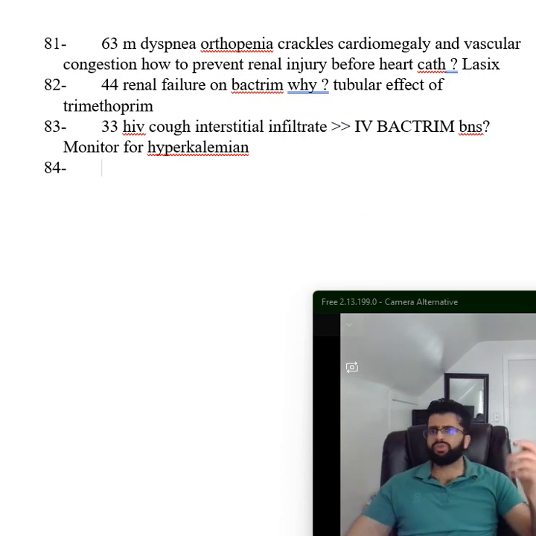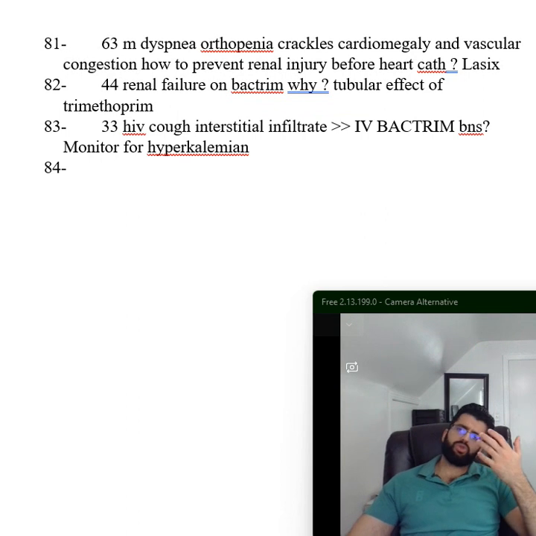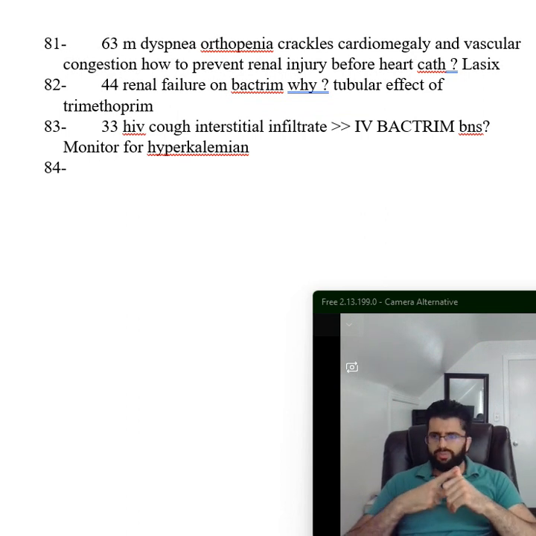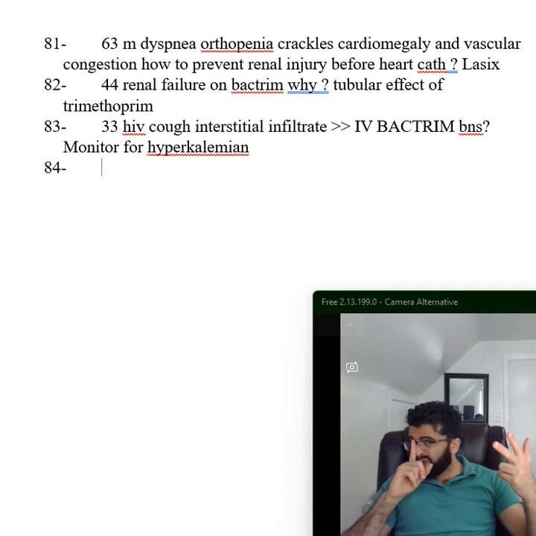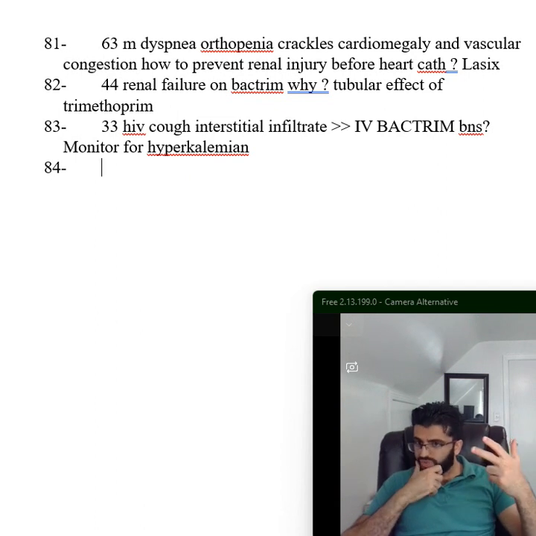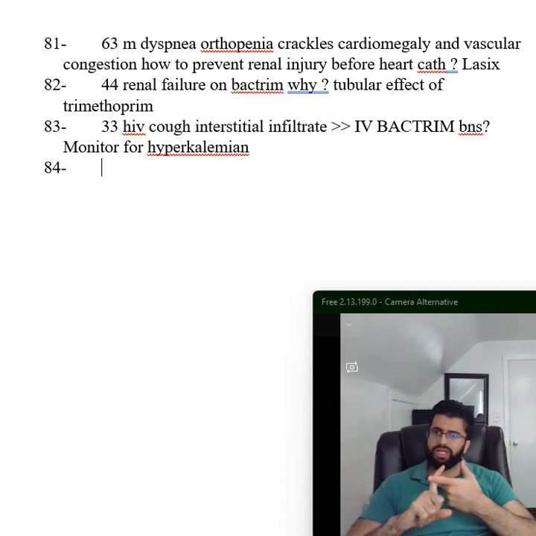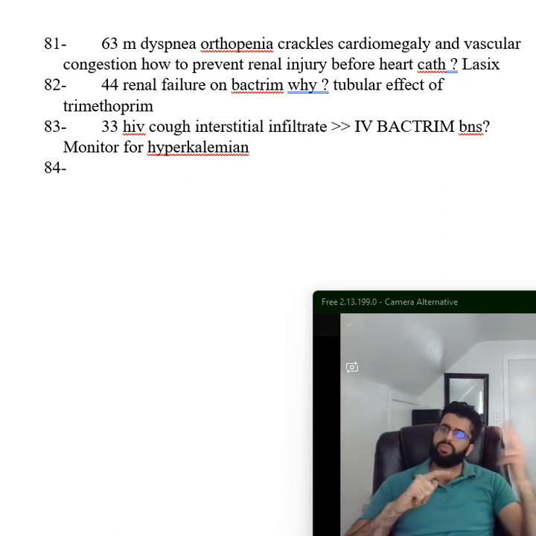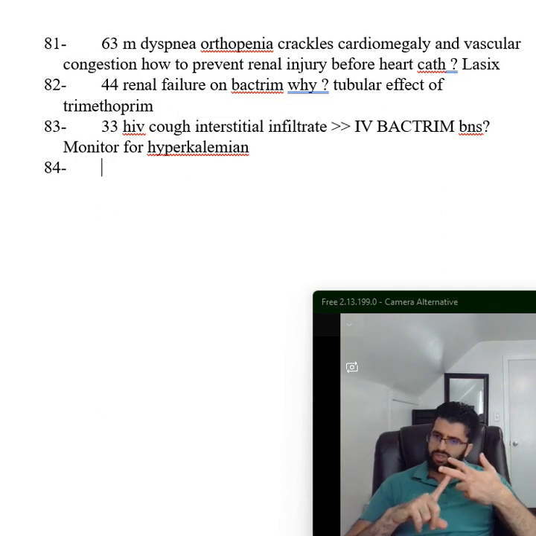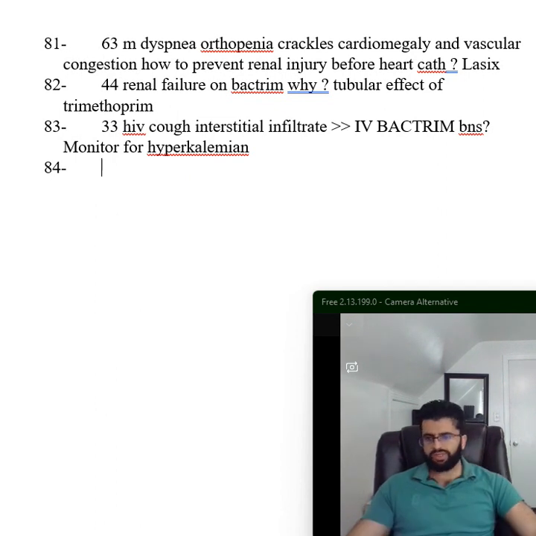Bactrim is a commonly used drug and has a lot of side effects, so you need to know them. It could cause skin, hematologic, and renal side effects. Skin causes Stevens-Johnson syndrome, toxic epidermal necrolysis, and exfoliative dermatitis. Hematologic causes megaloblastic anemia, pancytopenia, and folate deficiency. Renal side effects include hyperkalemia, impaired tubular secretion of creatinine without affecting GFR like the previous question, crystalluria, and interstitial nephritis. So you gotta watch out for these side effects of the medication.